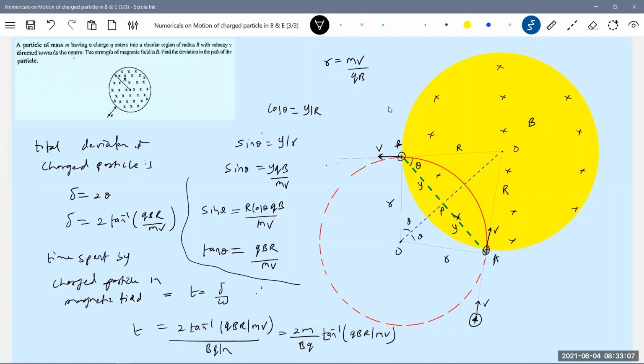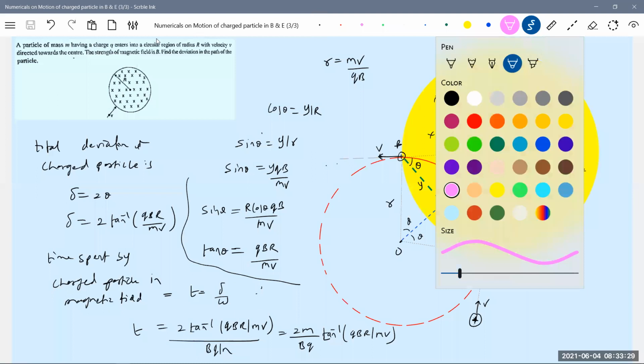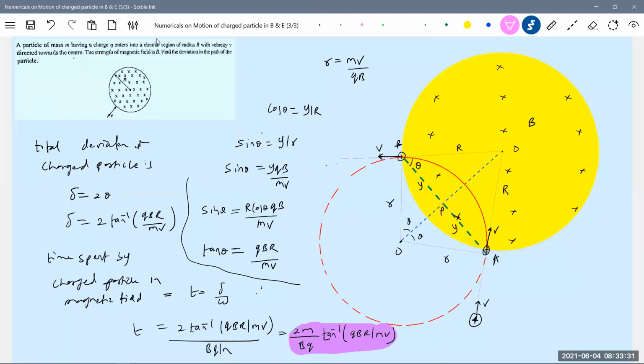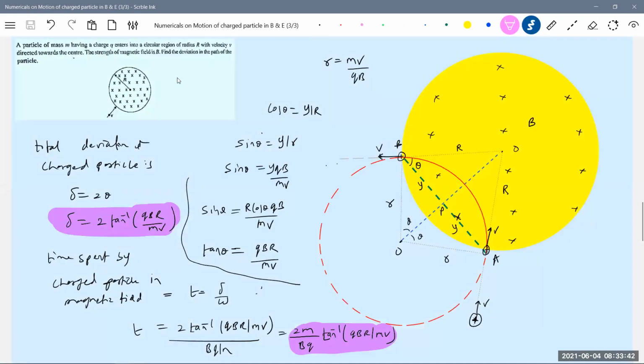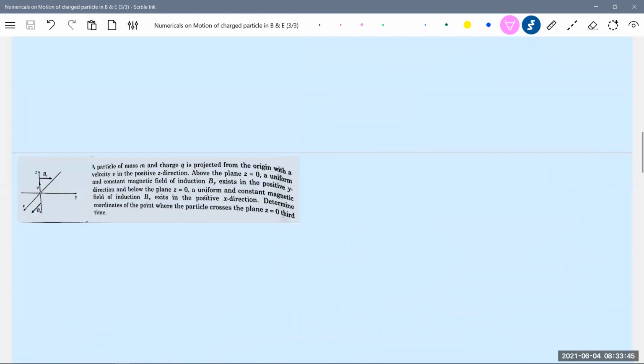So different types of differently shaped fields come. So you should be in a better position to analyze that the path of a charged particle in a magnetic field will be a part of a circle. This is something very, very essential. I'll take the next question. We'll take this one.